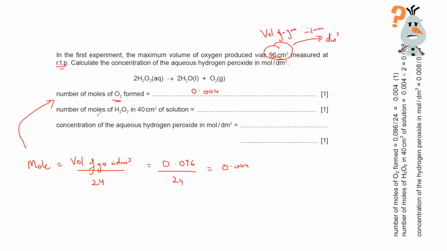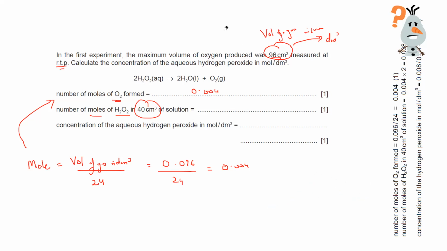Now about the second part, the number of moles of hydrogen peroxide. In 40 cm cube, we have the volume of hydrogen peroxide, but because it's a solution, we cannot use this formula. It is only valid for gases. If it is a solution, to get the moles, we need both concentration and volume, because when we multiply both of them, we get the moles. But here we have the volume but we don't have the concentration, so we cannot use a formula. If we cannot use a formula, then we can simply use a ratio.